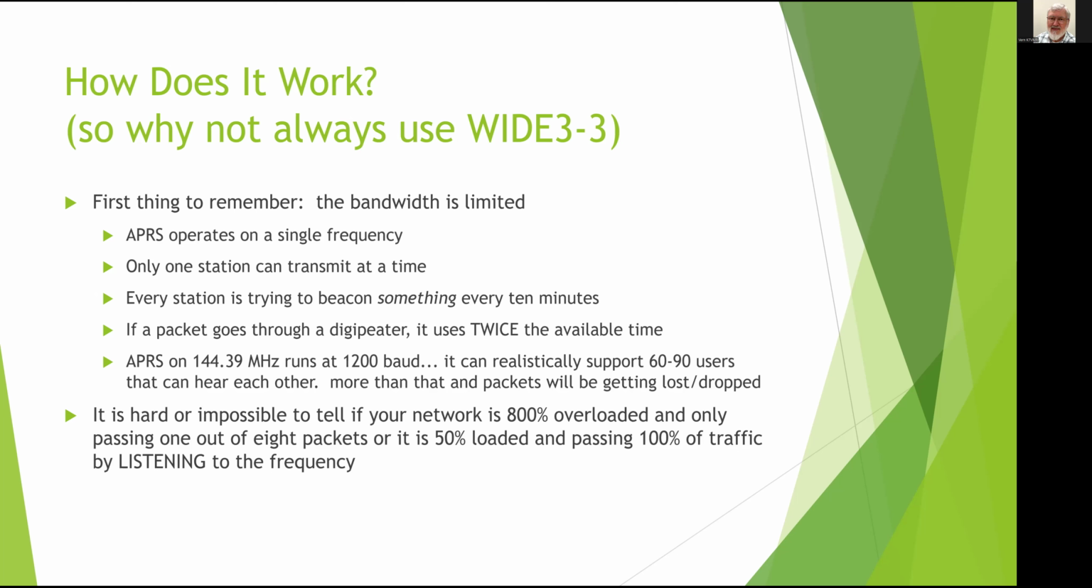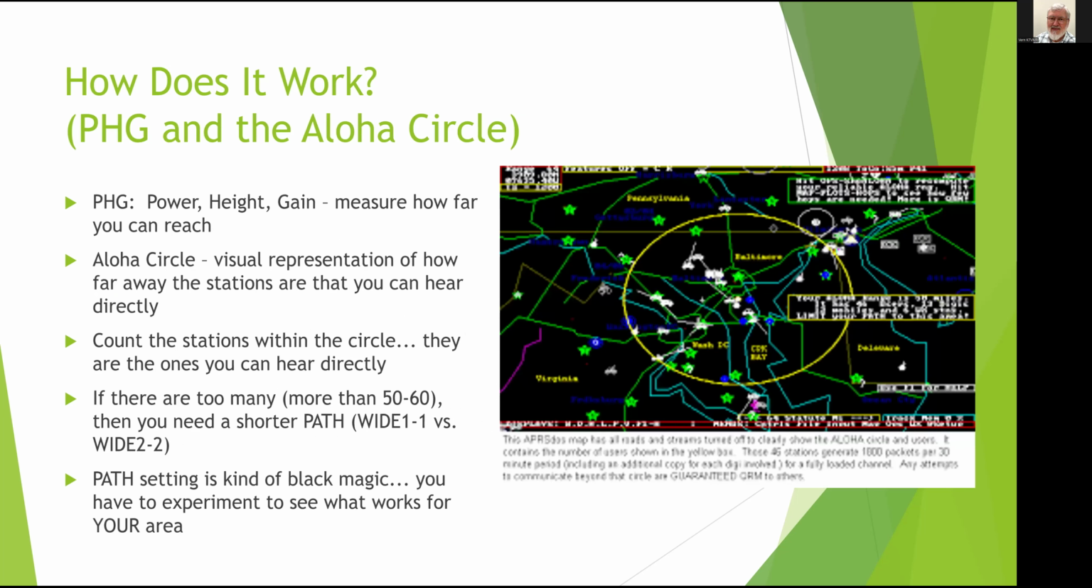As a receiver of packets, you don't know how many packets are being lost and not making it through. You only know about the ones that you get, right? So you can't make a good judgment on how busy the network is right now based on what you can hear. So there's this thing called the Aloha Circle, which is calculated based on your power, height, and gain measurements that are supposed to give you some indication of how far away your packets are supposed to get.